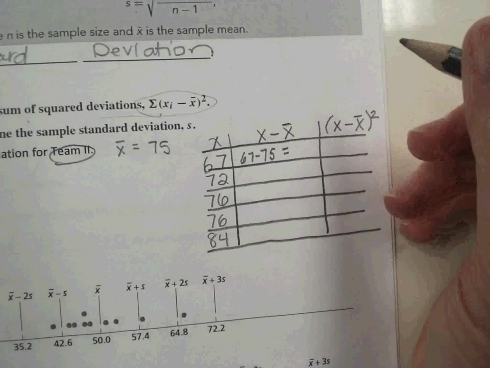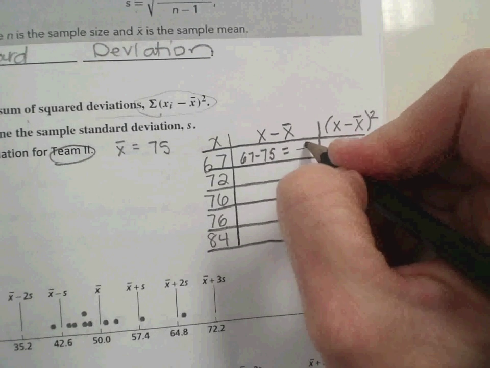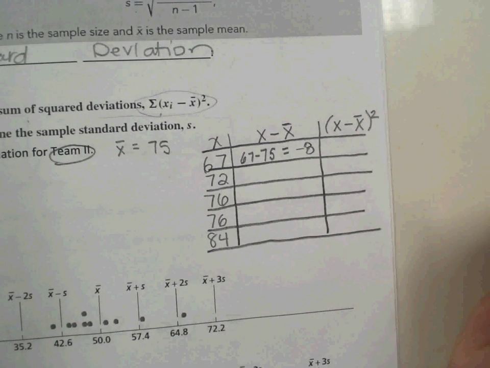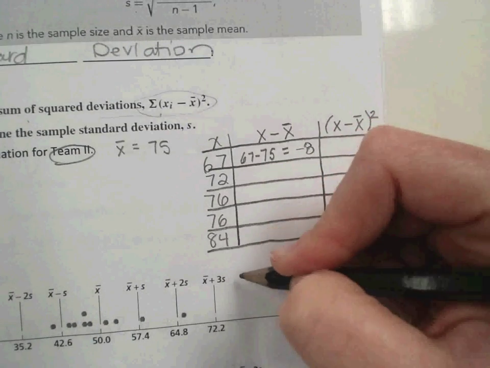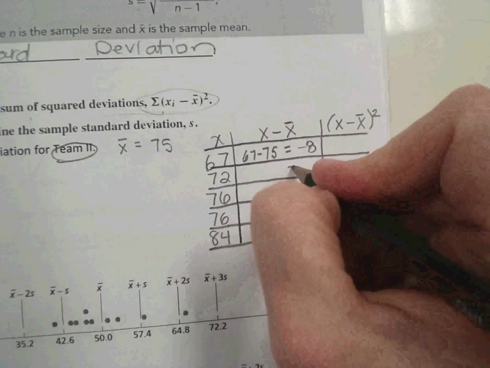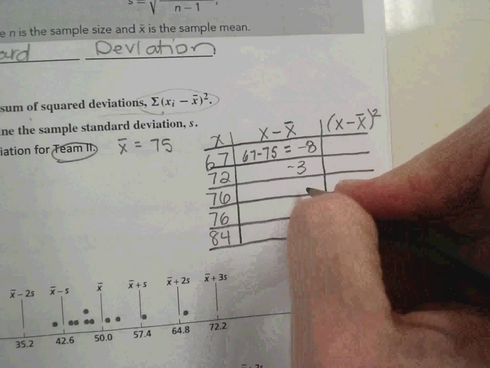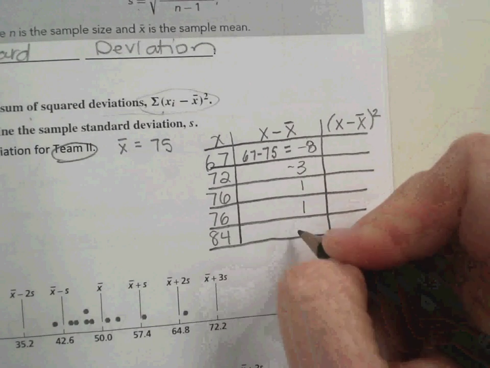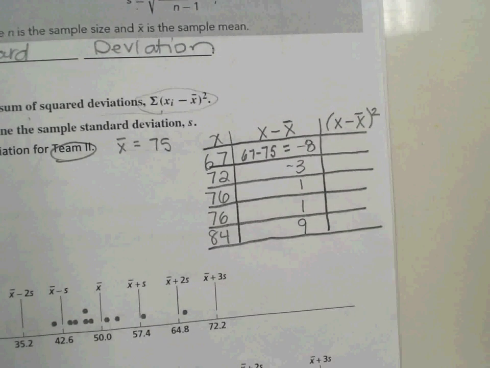What is it? -8. All right, and then keep going down the line. -3, good. 119.